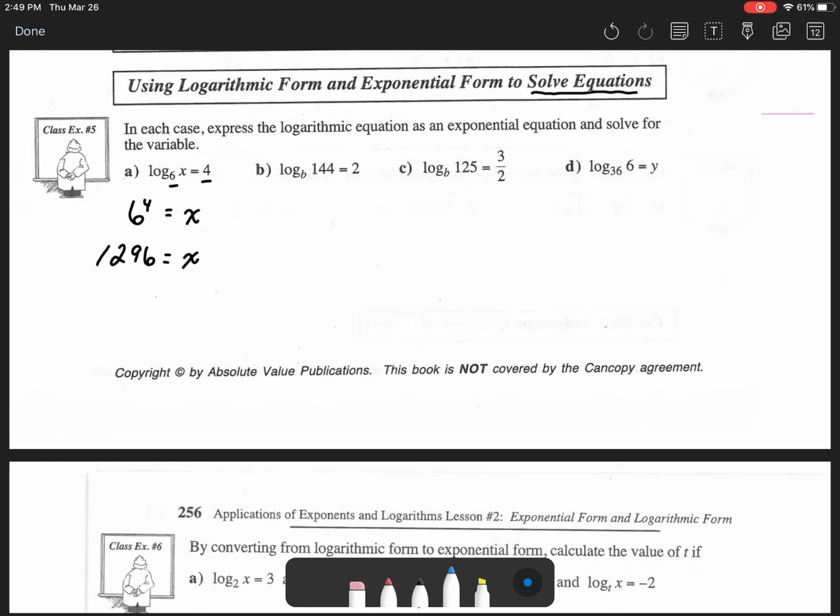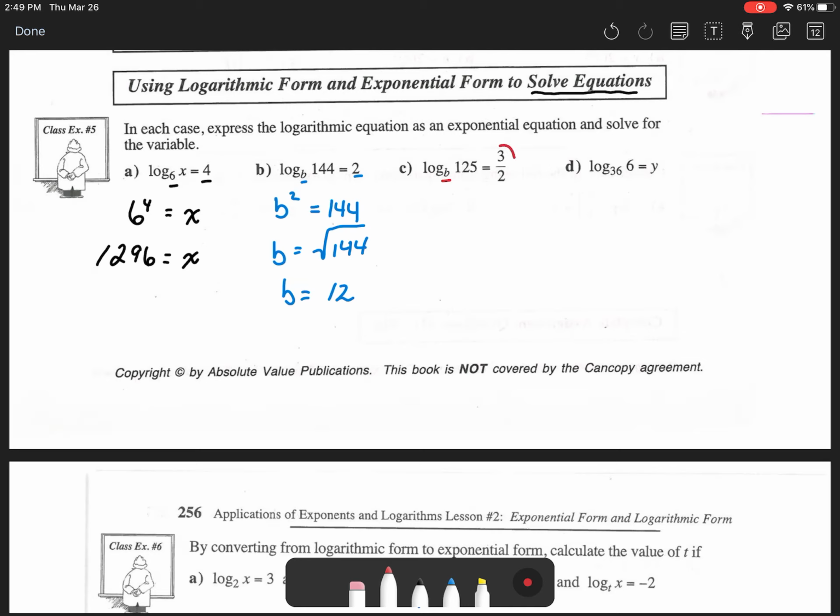Okay, in b, same kind of idea. I'm going to have b to the exponent of 2 will equal 144. I obviously want b, so I have to take the square root of both sides of the equation. And in this case, b therefore will equal 12.